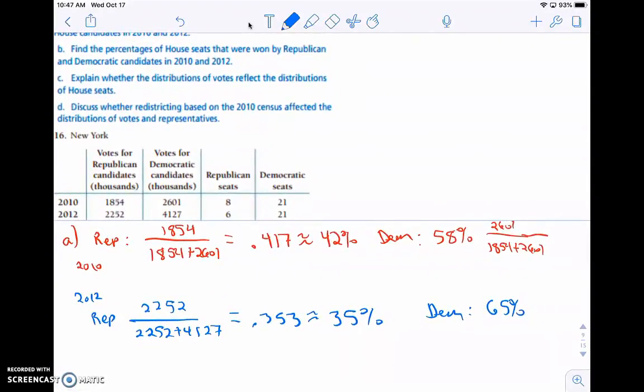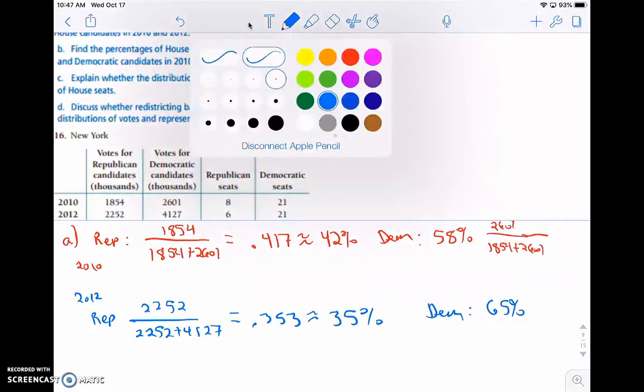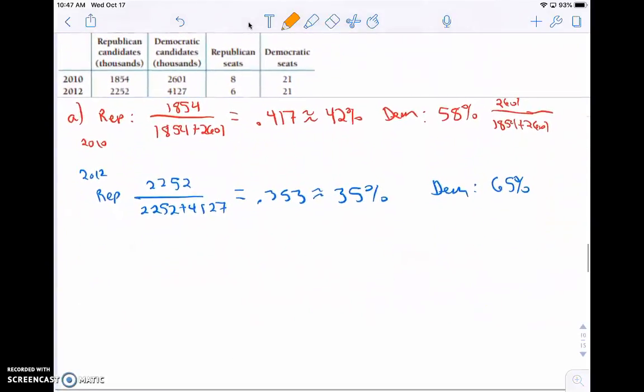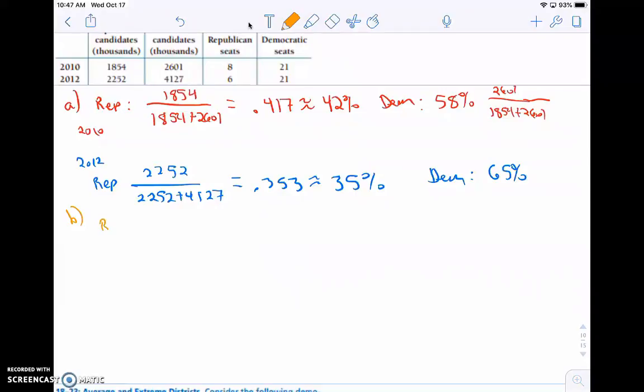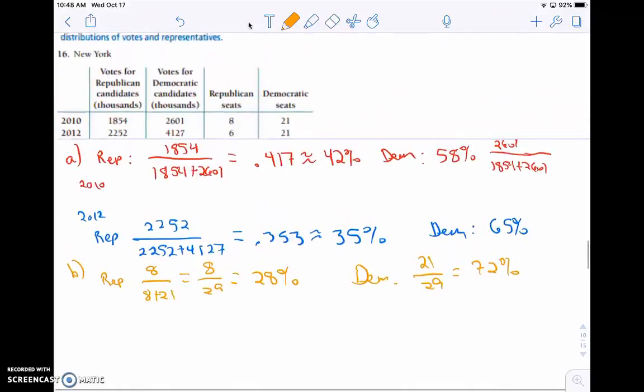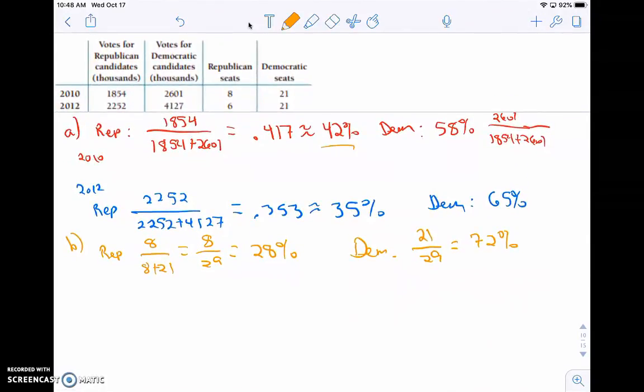Okay, Part B: find the percentage of House seats that were won by the Republicans and Democrats in 2010 and 2012. When we look at the seats, Republicans were 8 out of 29 seats, 8 plus 21. That's about 28% when I do that out. The Democrats won 21 out of 29, which is about 50. Whoops, not 52, 72%. So we can see there that in 2010, Republicans had 42% of the vote, but only 28% of the representation. So you can see that those numbers are not always one-to-one.